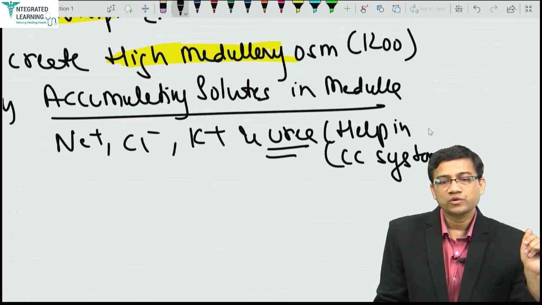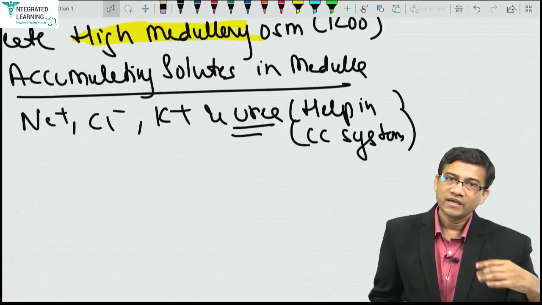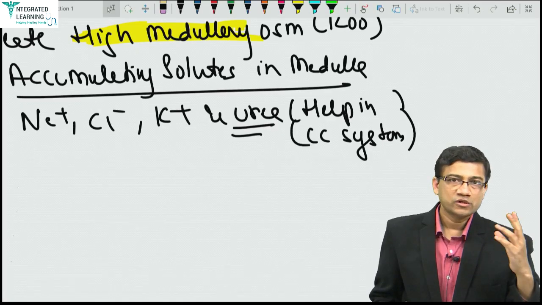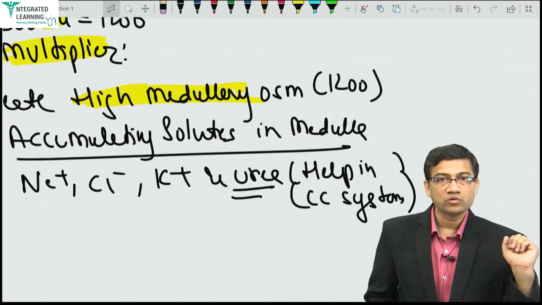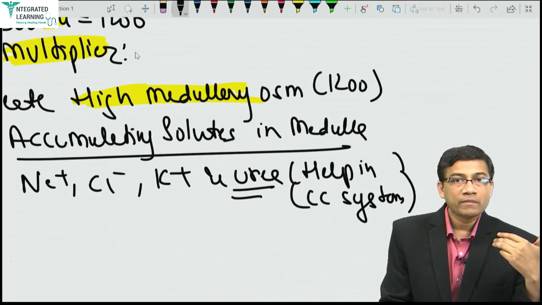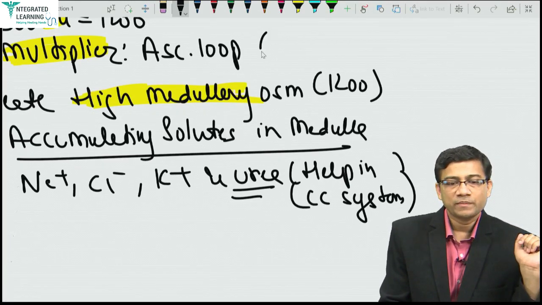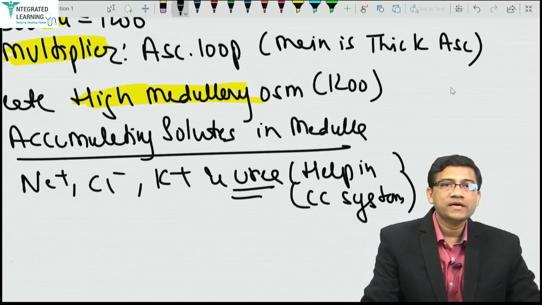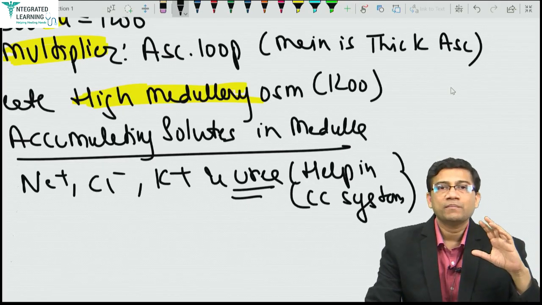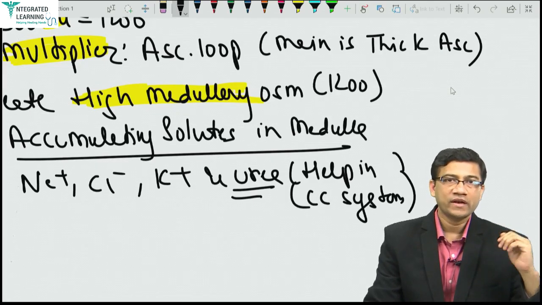MCQ: urea helps in the counter current system. It can cause very high osmolality, 30-40% of the osmolality in the medulla can be caused by urea. We'll do the urea circulation later, but right now urea plays a key role. Now who is putting all these solutes into the medulla? Mainly the one permeable to salts, the ascending loop of Henle. And who is the main one? The thick ascending loop is the main area we have in this case.